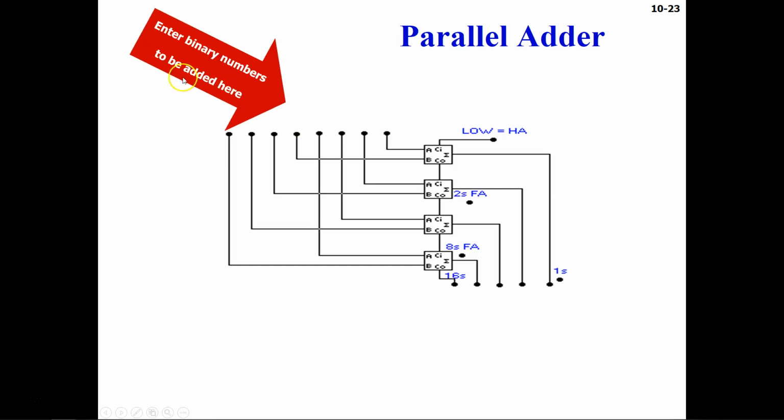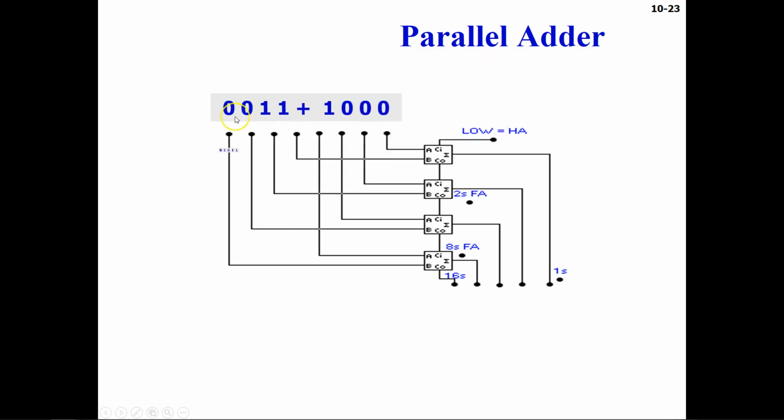Enter binary numbers to be added here. From here you will send the binary inputs. If you look closely, these 4 represent your A input, and these 4 represent your B input. Let's say you are asked to add 0011 plus 1000, then your output is going to be 1011, and this will be 0. That is your carry out.